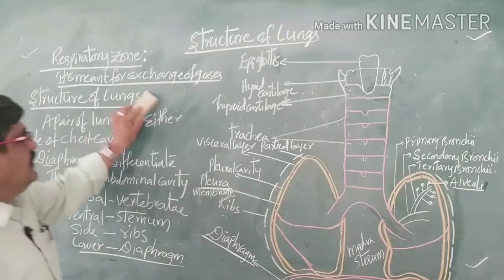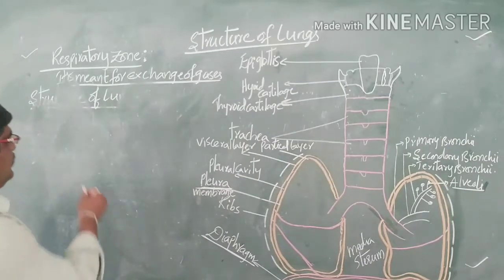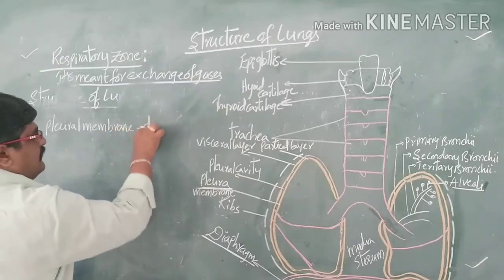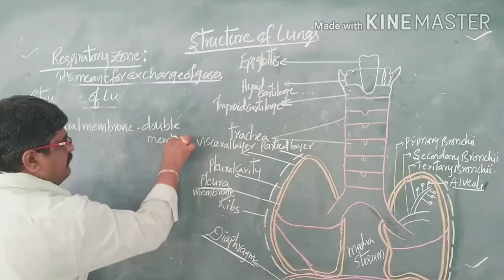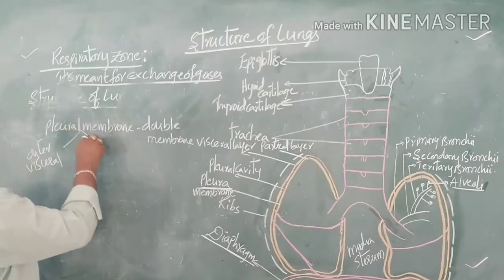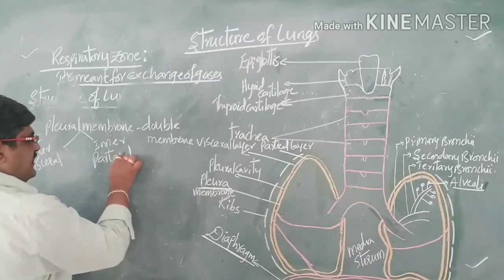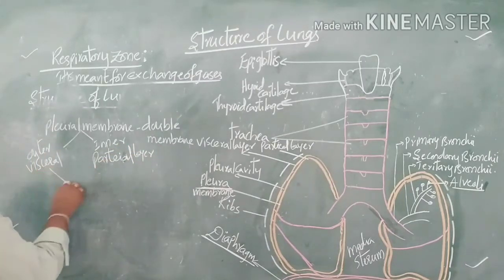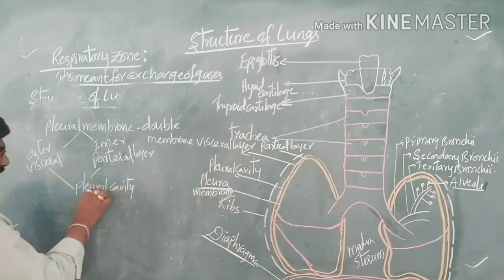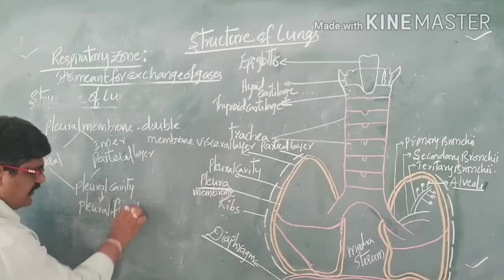So the pleural membrane is a double membrane, divided into an outer visceral layer and an inner parietal layer. In between there is a space, that is the pleural cavity. The pleural cavity is filled with a fluid called the pleural fluid.